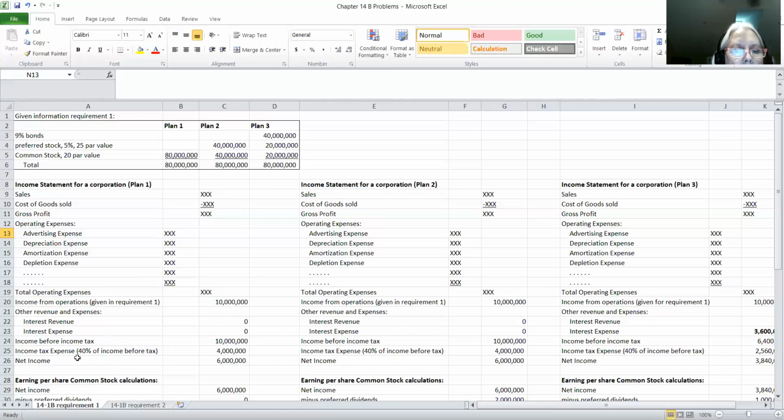We have to apply the tax rate to our income before income tax. And what we're going to do here is take the 10 million that came from C24, multiply it by the 40% tax rate, and that will give us income tax expense for this company. The income tax expense is deducted from the income before tax to get the net income amount of $6 million.